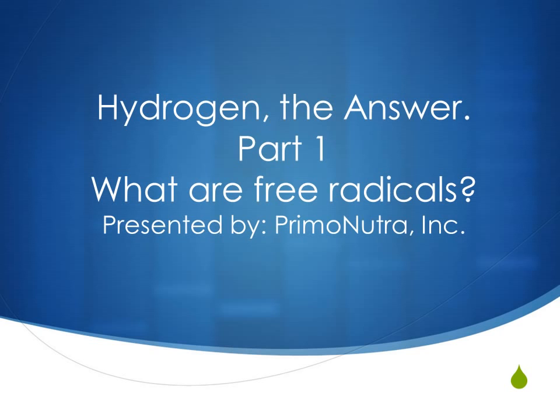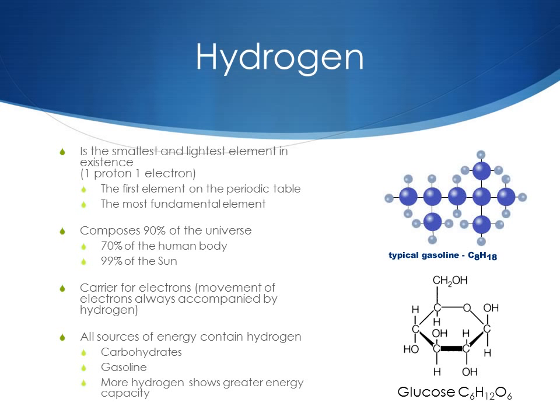What are free radicals? We're going to go over hydrogen real quick. Hydrogen is the smallest and lightest element in existence. It contains one proton and one electron, and it's the very first element on the periodic table, meaning it is the most fundamental element. Hydrogen existed before any other element existed, and in nature hydrogen doesn't exist by itself. It usually is combined with other atoms.